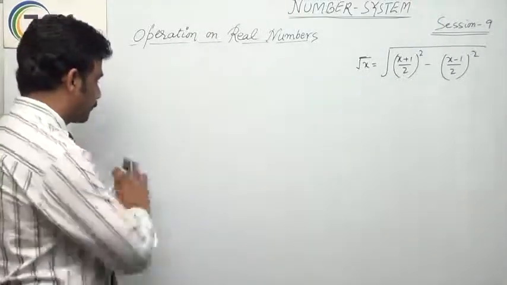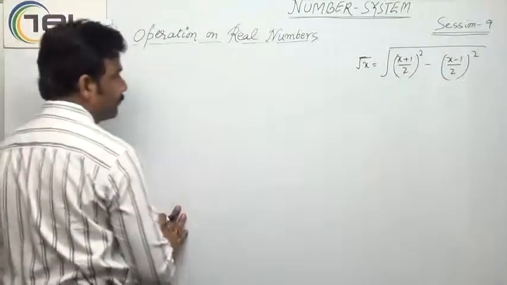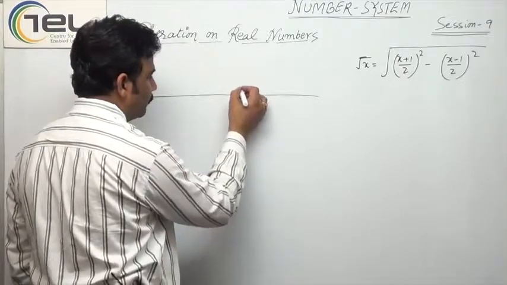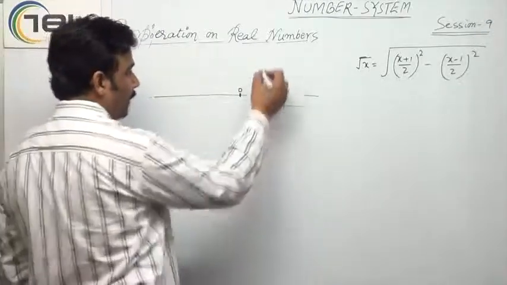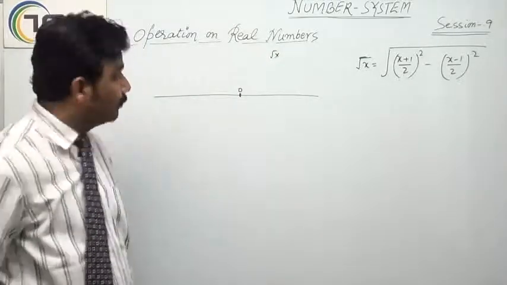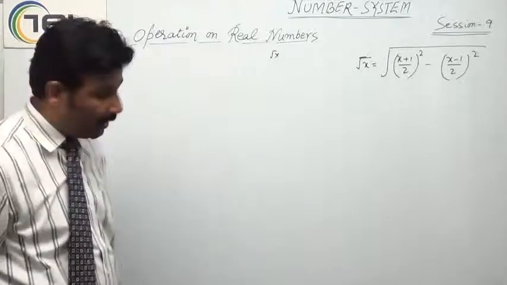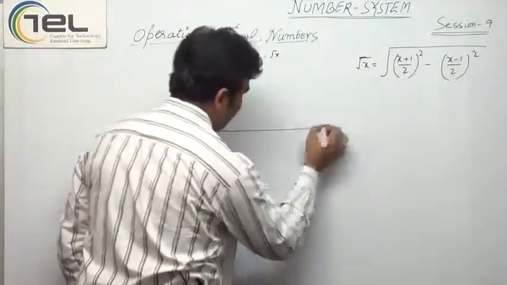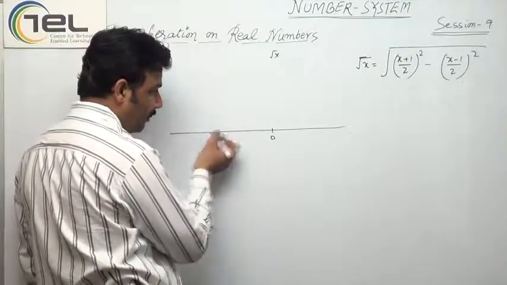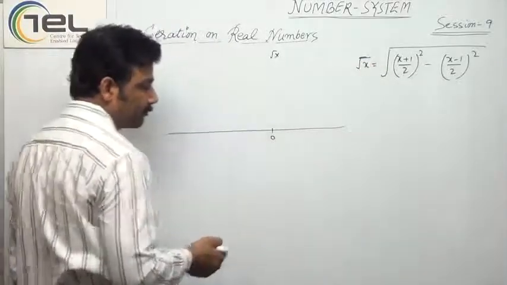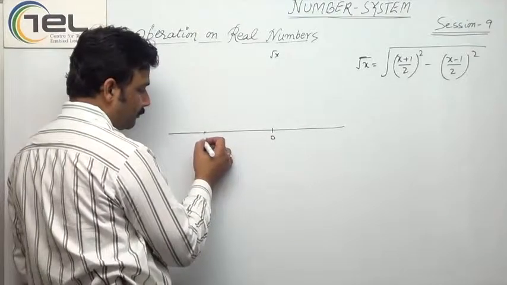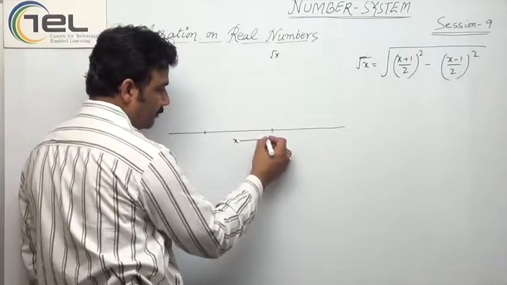Let's say I have to draw root x. I will use a number line, and let's say here is 0, and I have to draw root x. So what should I do? To draw root x, first of all, this is 0. On the left side of 0, I will mark x. I will take a distance x. Let's say this distance is x.